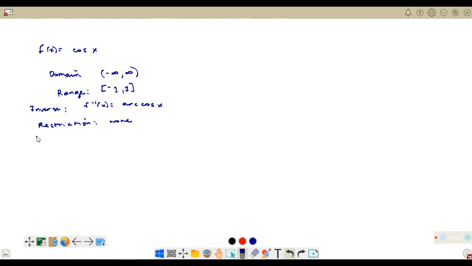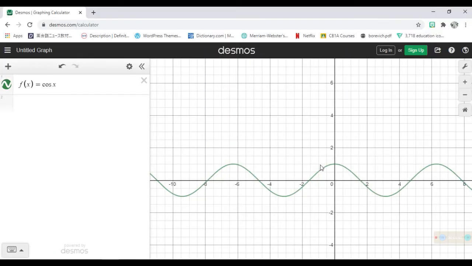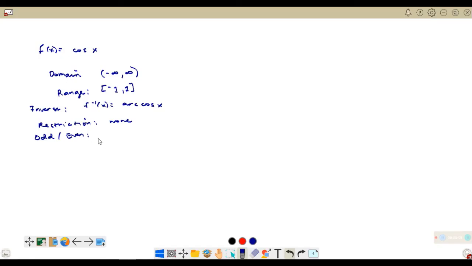Now, look at the symmetry. Is it odd or even? So, earlier, saan nag-reflect si sine? So, nag-reflect siya about the origin dito. But this time, for the cosine, it is symmetric about the y-axis. That makes cosine even. So, this is even.